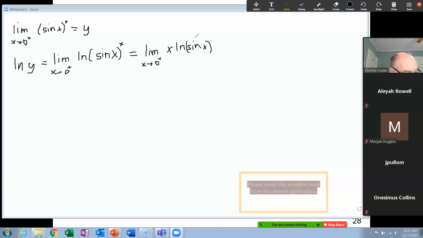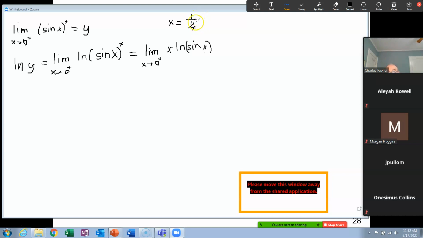Okay? Now, here's the trick that they use next. We're going to rewrite this x as 1 over x. Now, you tell me if that's a legitimate move. Here's your x, and we're going to say this is the same as 1 divided by 1 over x. Does anyone have any objection to that?